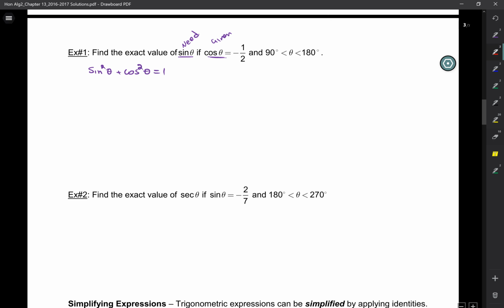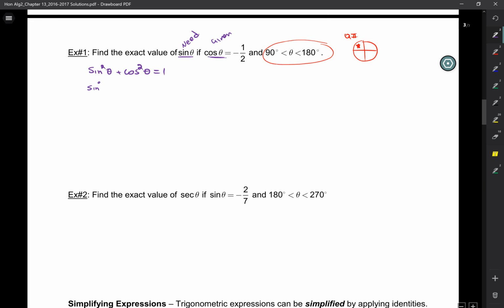Sine squared theta plus cosine squared theta equals 1. Now, what is this business about? This is telling you that your angle falls between 90 and 180. Which quadrant is that in? That's in quadrant 2. So you're going to use that to fix the sign. All right, so let's find sine of theta.